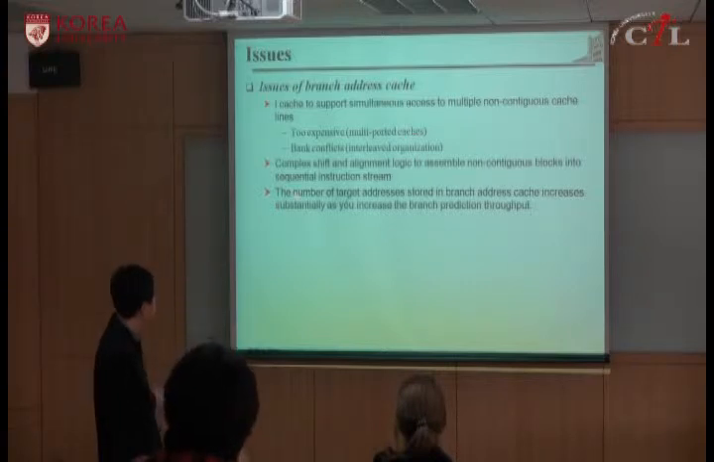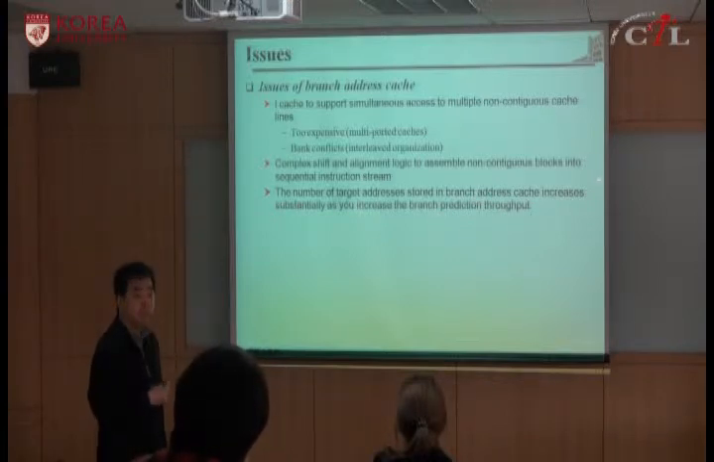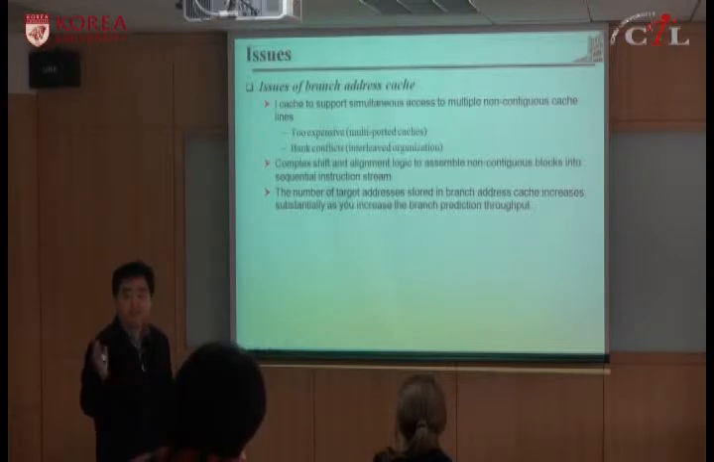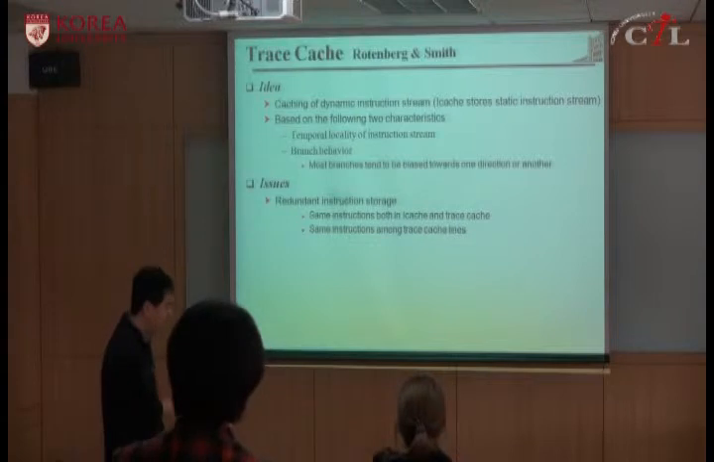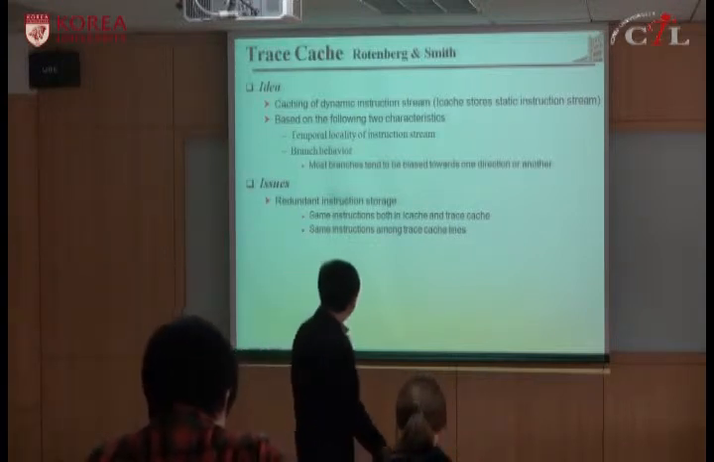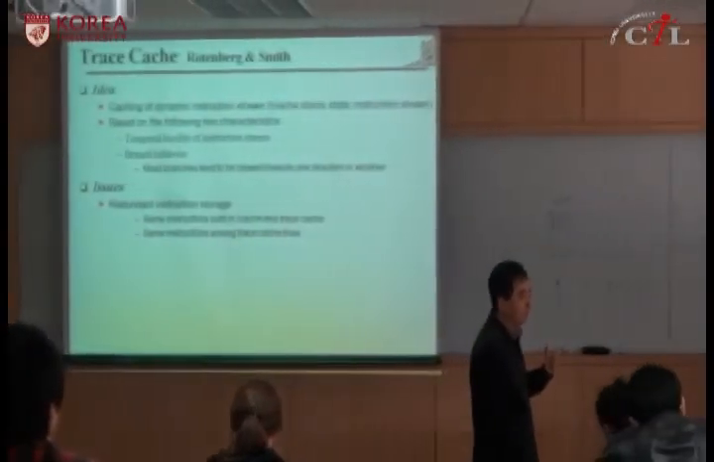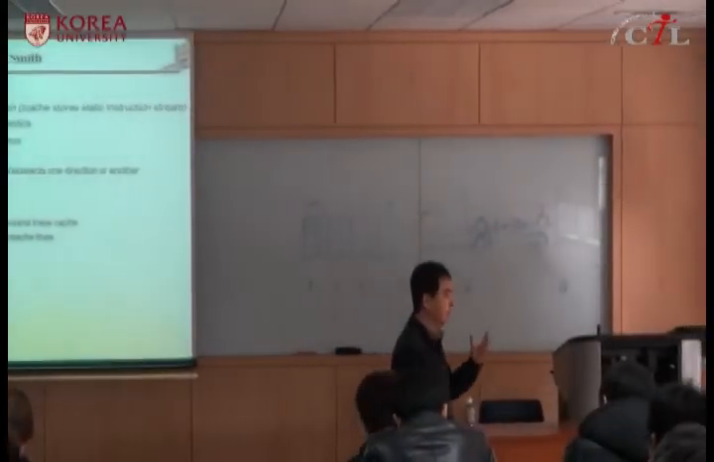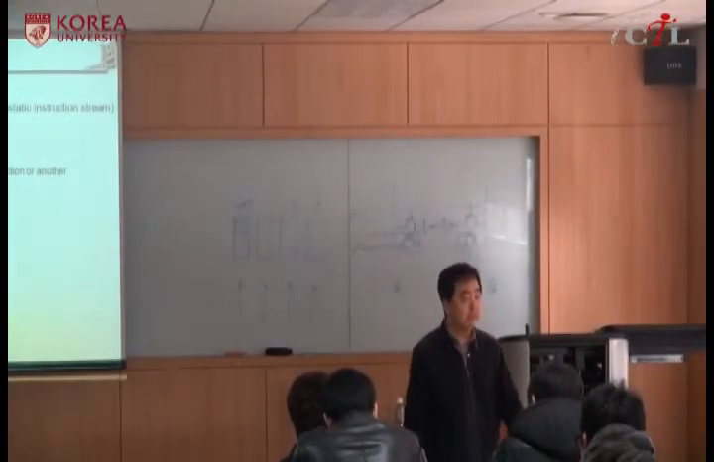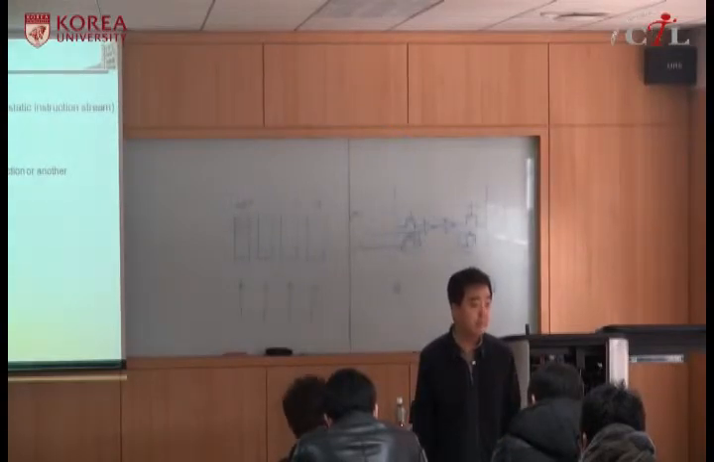And the biggest problem is the number of target addresses stored in the branch address cache increases substantially as you increase this branch prediction throughput: 2, 4, 8, 16, and so on. It's exponential. Okay? So it was proposed, but it's not an actual practical scheme.